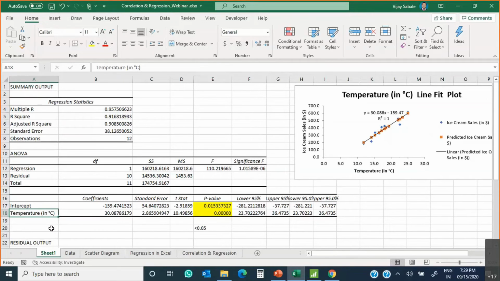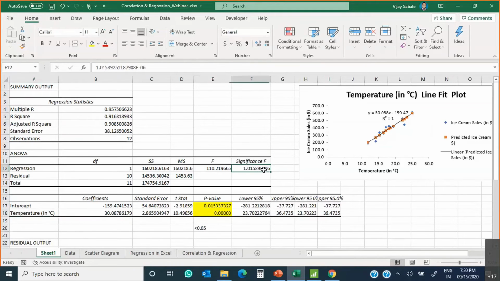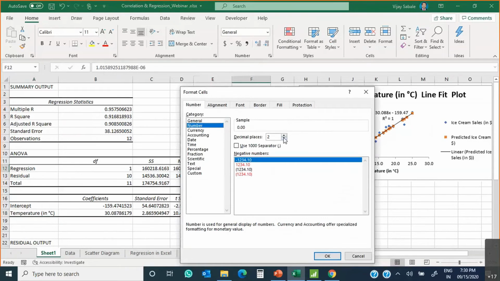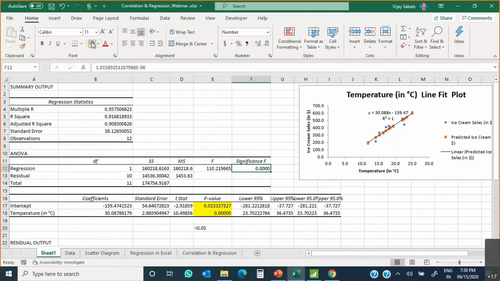Or in other words, we can say there is a significant relationship between temperature and ice cream sales, right? So this is the way to conduct the regression analysis. Another thing is the significance F value. If this significance F value is less than 0.05, similar to the p-value, we can say that this regression, with the terms we have used in it, is significant. So that's the indication of it.